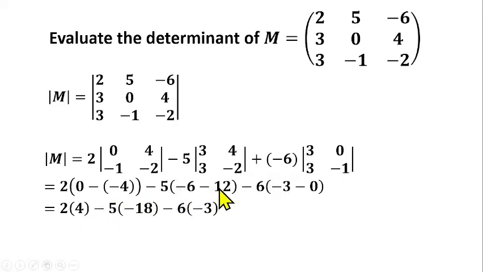Then minus 6 minus 12 gives us minus 18. Then minus 3 minus 0 gives us a minus 3. So we have 2 times 4 gives us 8. Minus 5 times minus 18 gives us plus 90. Minus 6 times minus 3 gives us 18. If you add them together, it gives us 116, which is the determinant of this 3 by 3 matrix M.